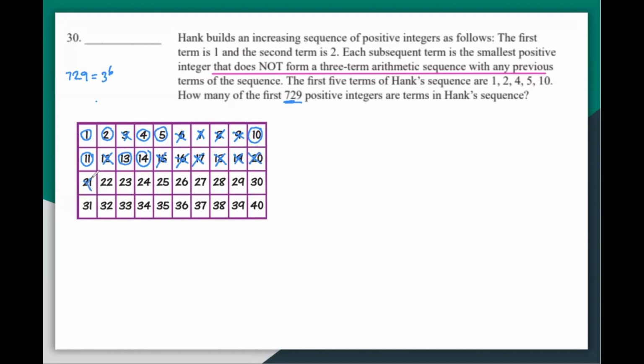So 21, I can just cross as well, because 4 and 13 and 21 makes a sequence. And then similarly, like 22, I can do like 4 and 13. 22, let me see actually. So 21 I said 4, 13, so let me actually write that. So 4, 13, and then 21, right?